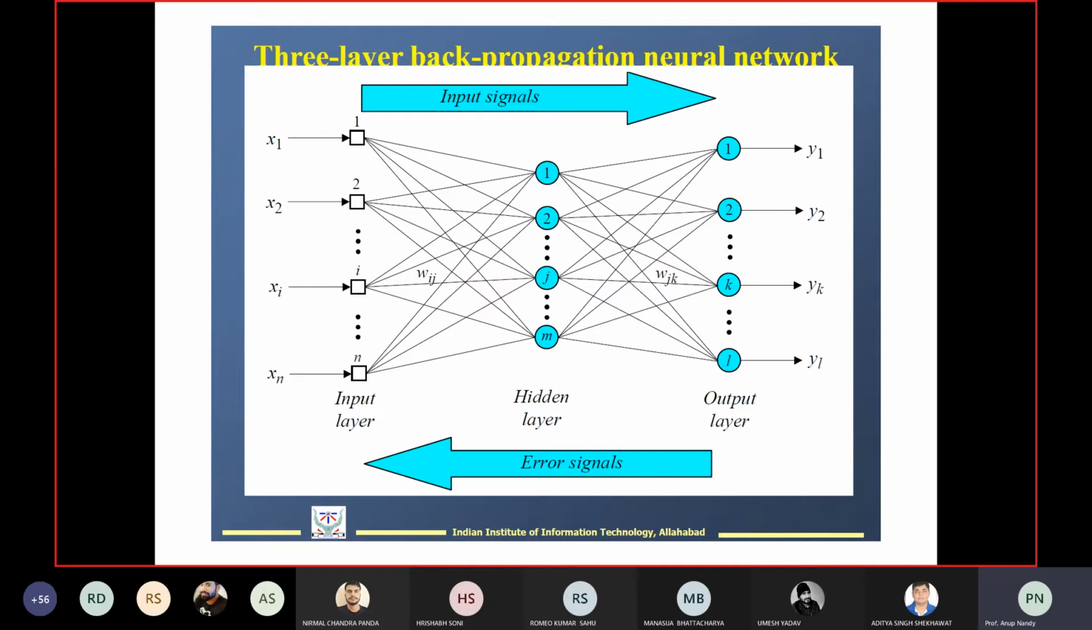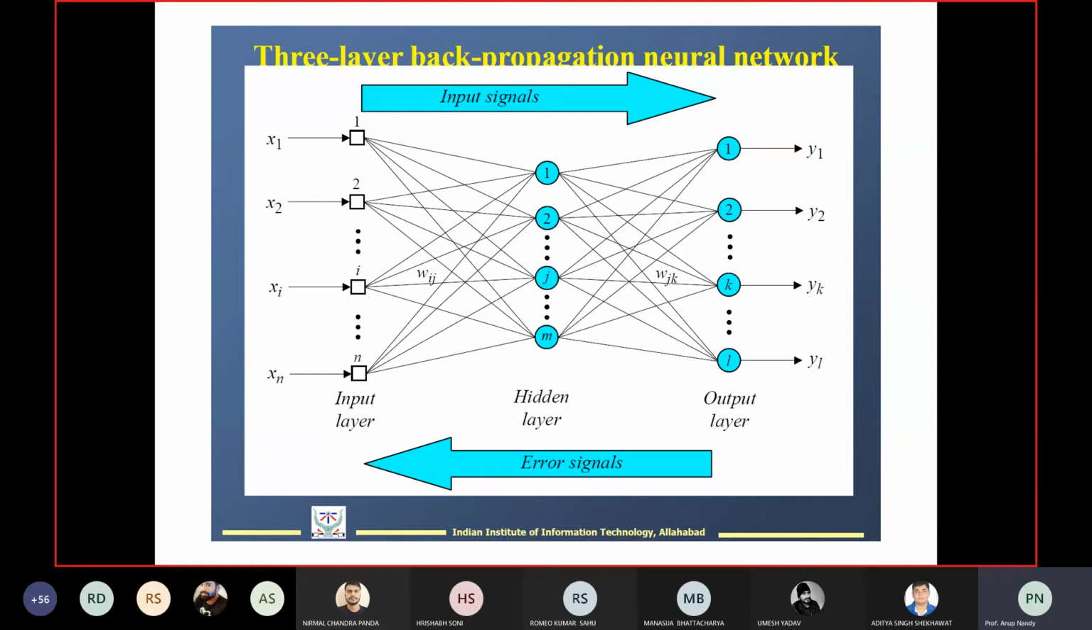Now this w_ij is between the ith neuron from the input layer and the jth neuron in the hidden layer. So there is a weight that is denoted by w_ij. Similarly, this hidden layer will generate some output, but you are not supposed to observe the output which is generated by the hidden layer.